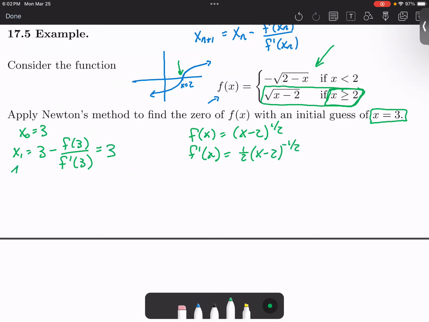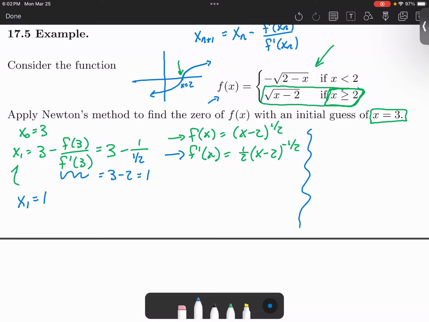So our first guess, our x1, the next term in the sequence, will be 3 minus f at 3. If you plug 3 in here, you get a 1. And our derivative at 3, if you plug 3 in here, you get a 1/2. So this becomes 3 minus a 2, or a 1. So the next term in the sequence is a 1.